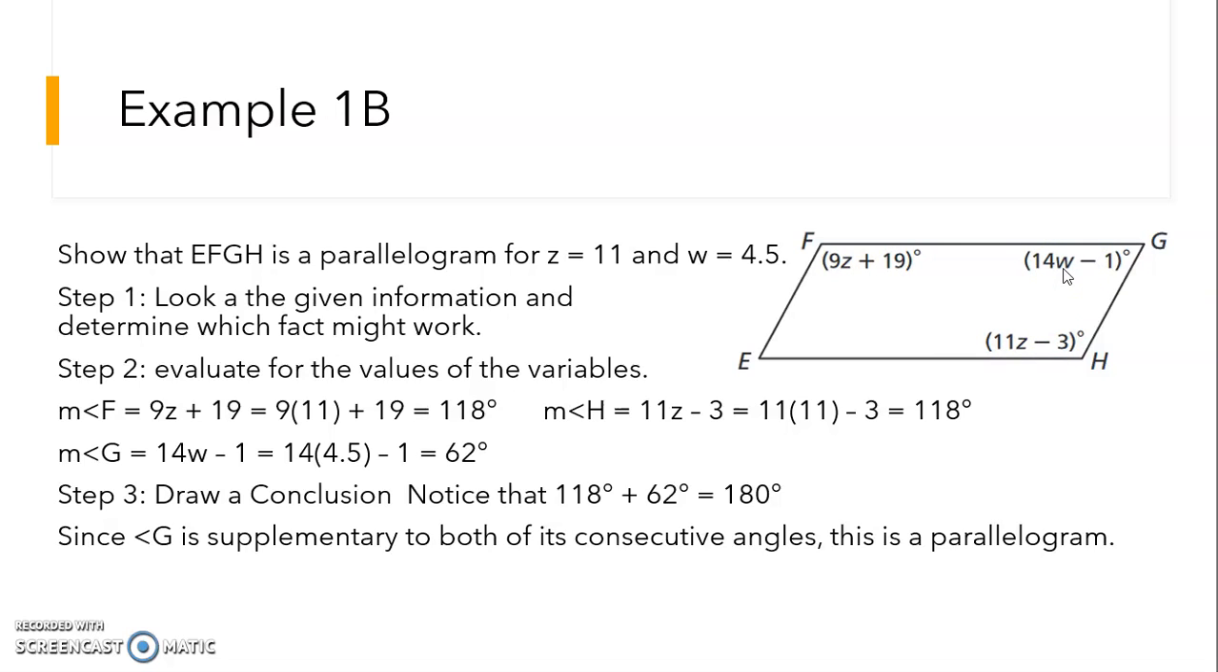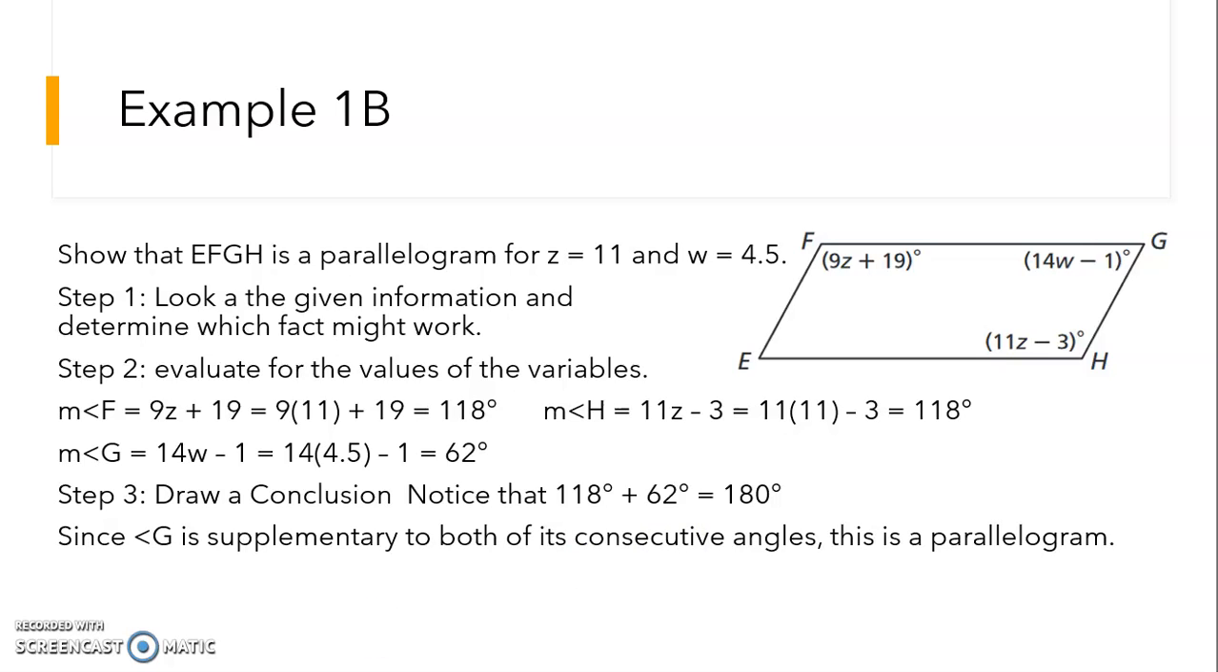w in this expression. So when I calculated it, I found out that angle F is 118, angle H is 118, and angle G is 62 degrees. And please notice that 118 plus 62 is 180. So that means that they're supplementary. So G is supplementary to H, and G is supplementary to F. So I can say that since angle G is supplementary to both of its consecutive angles, this is a parallelogram.